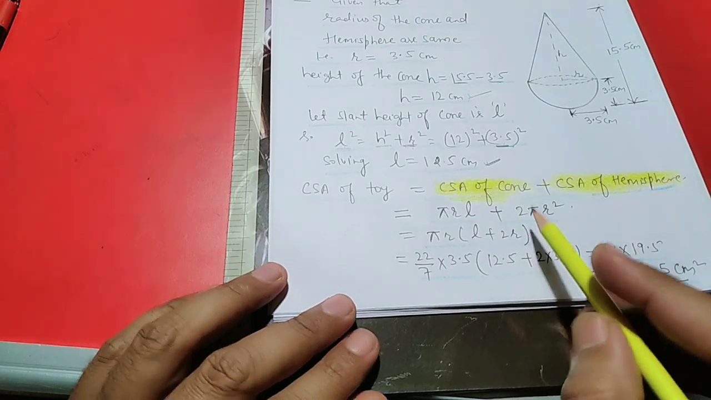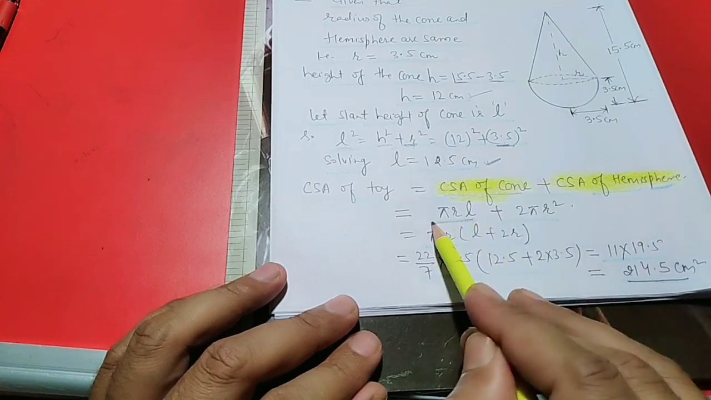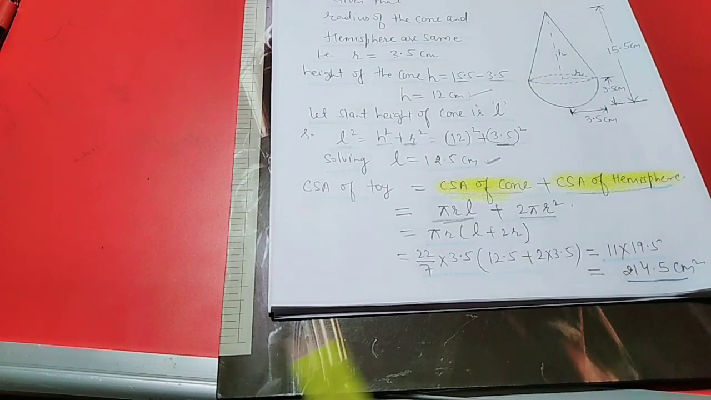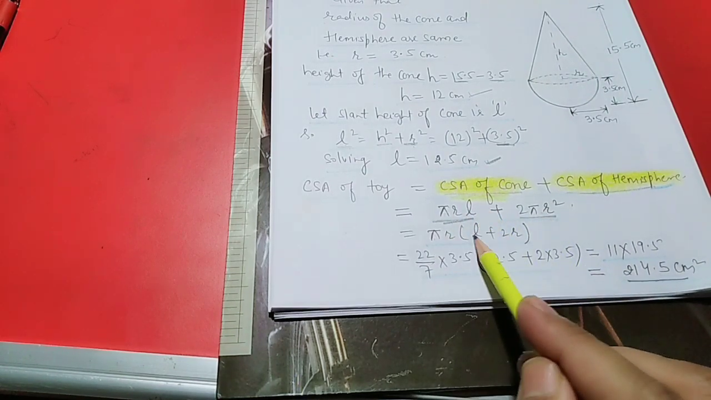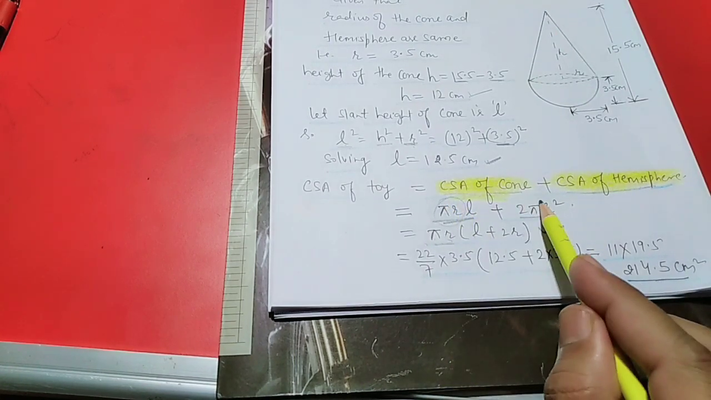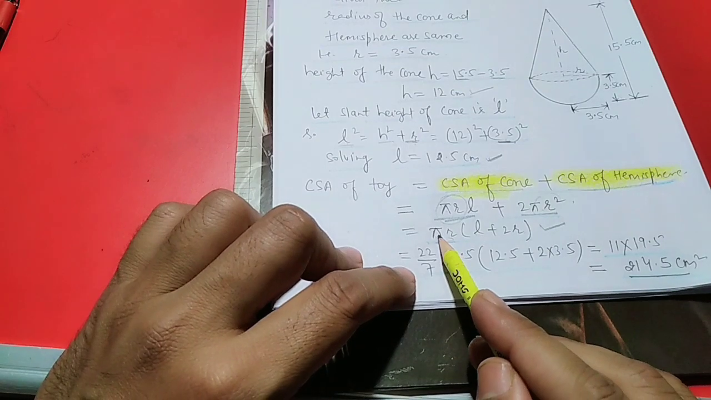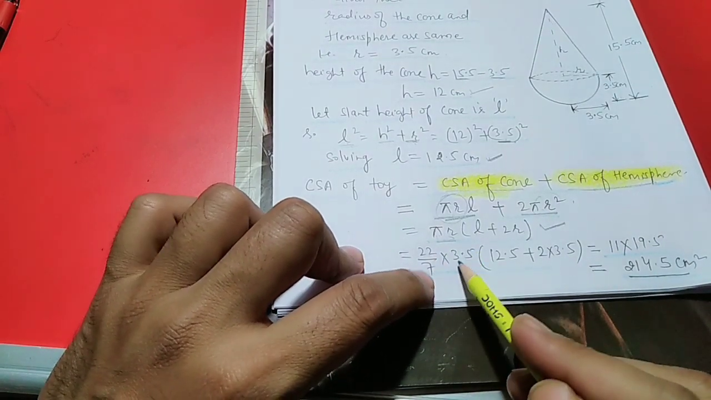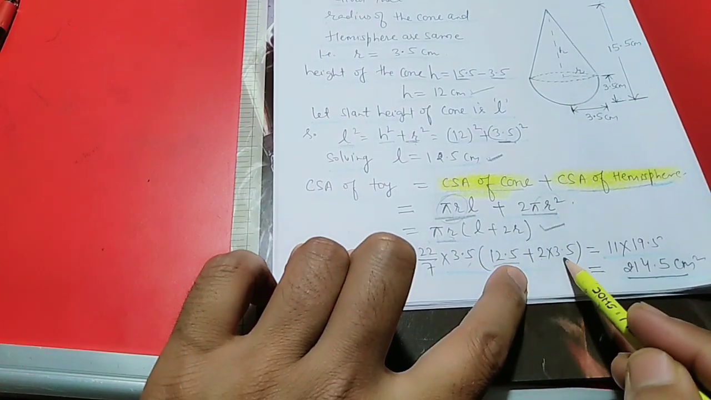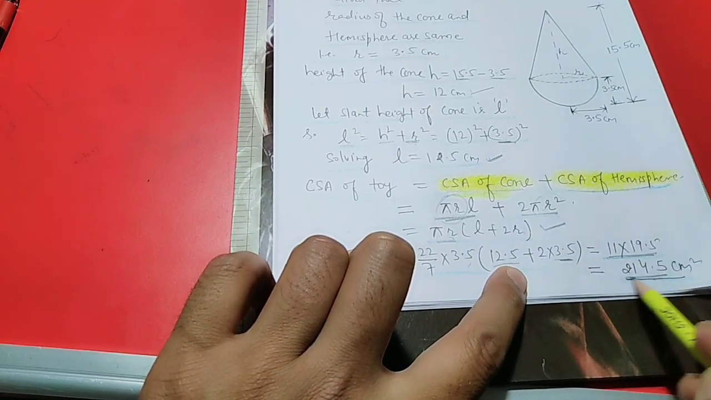So here I am telling you to just put the formula first. What is the curved surface area of the cone? Pi r l. And the curved surface area of the hemisphere? 2 pi r square. Then pi r is common, so pi r times (l plus 2r). I have taken pi r as common, and it will reduce the burden of the calculation. Now put the value of pi, which is 22/7, then the value of r, which is 3.5, then the value of l, which is 12.5, then 2 into r, that is 2 into 3.5. Now after calculation, this is your answer.